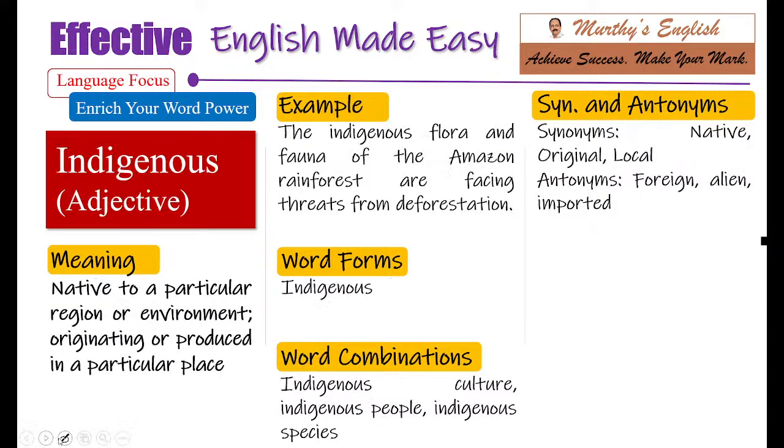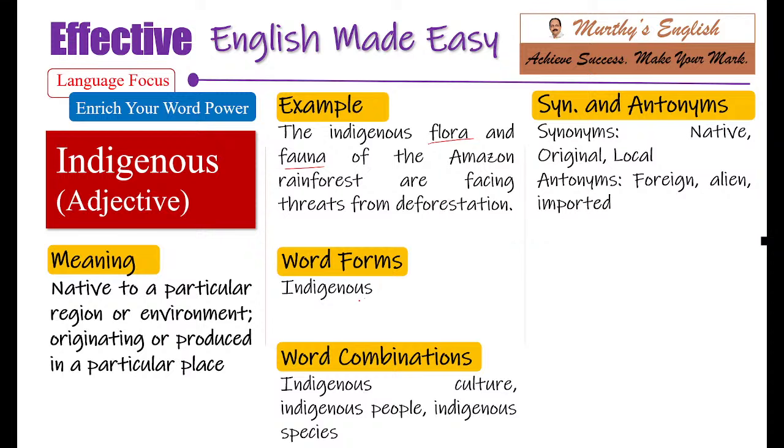Okay. Second word, indigenous. An important word. Part of speech adjective. Native to a particular region or environment. Originating or produced in a particular place. Look at the example. The indigenous flora and fauna of the Amazon rainforest are facing threats from deforestation. There are two important words over here, flora and fauna. Flora means what? Plants of a particular region. Fauna means animals of a particular region. The indigenous people, the indigenous flora, the indigenous fauna, an important word.